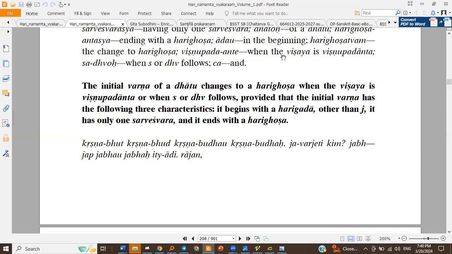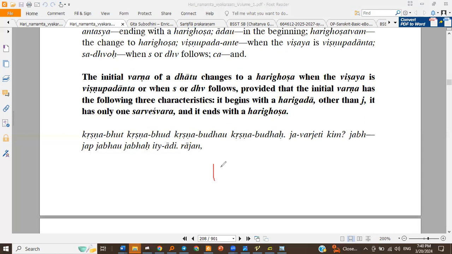So in Krishna Buddha, if you see, Buddha is the Dhatu word, and this begins with the Harigada, right? Ba is a Harigada, and it's not Ja, and it has one Sarveshwara, U. And it ends with the Hari Ghosha. So it's matching the prerequisites.